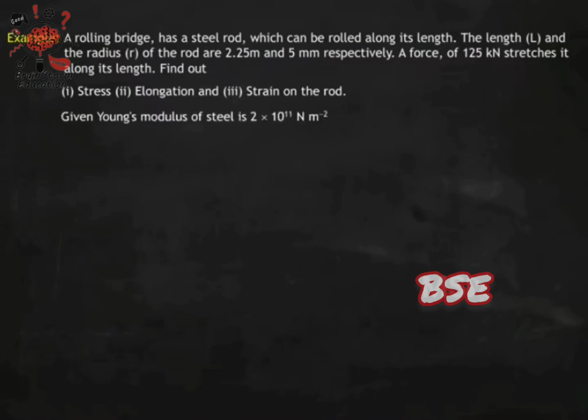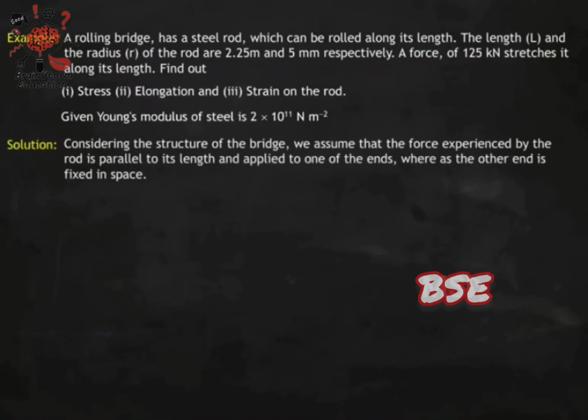Given Young's modulus of steel is 2 × 10^11 newtons per square meter. Solution. Considering the structure of the bridge, we assume that the force experienced by the rod is parallel to its length and applied to one of the ends, whereas the other end is fixed in space.